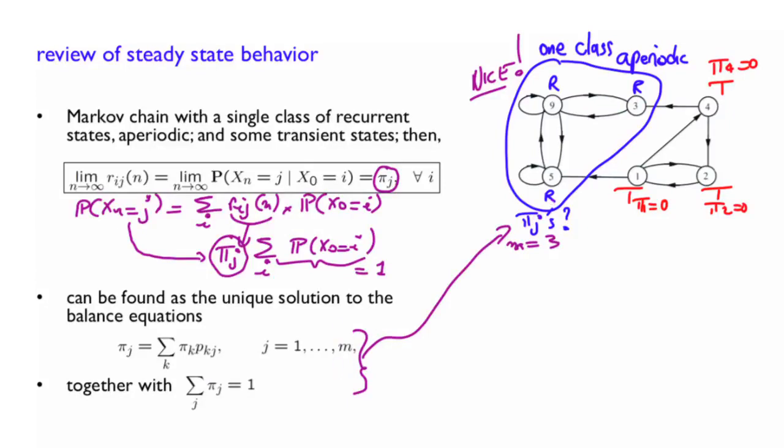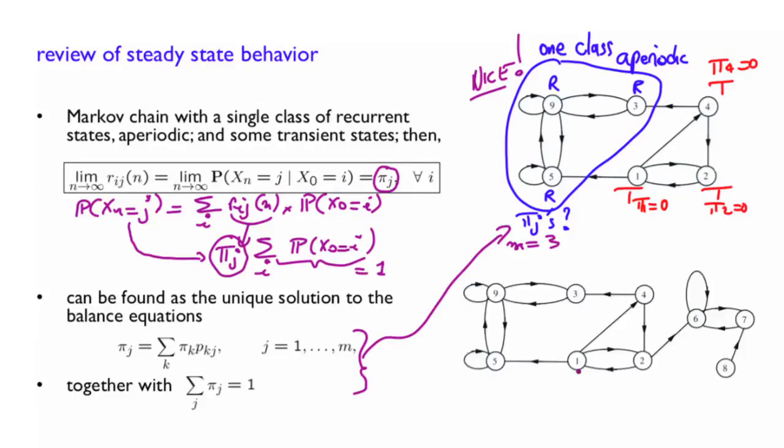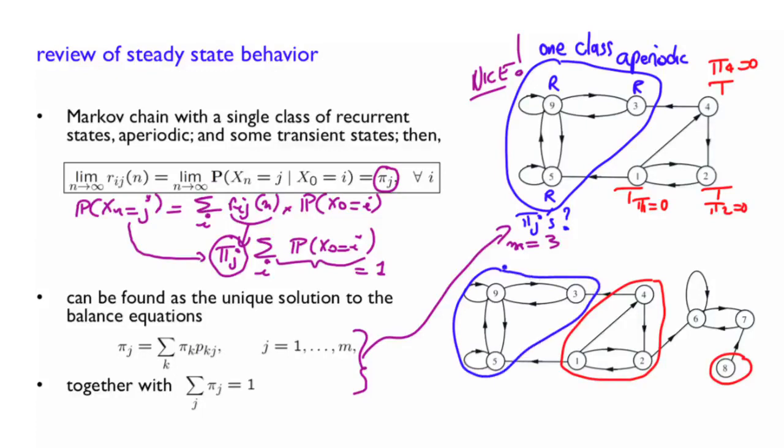Now, what if we had multiple recurrent classes? Consider this chain. It is an expanded version of the previous one with additional states. Some of these are recurrent and one is transient. But now we have 2 recurrent classes. And that was our one class, so class 1. And now we have a second recurrent class, class 2. So what happens in the long run when you have situations like that?